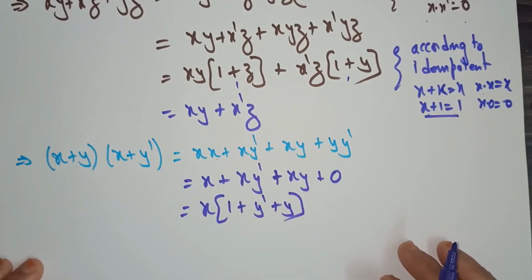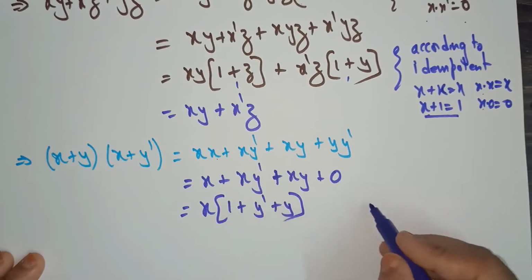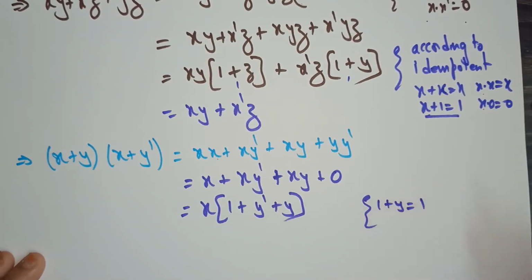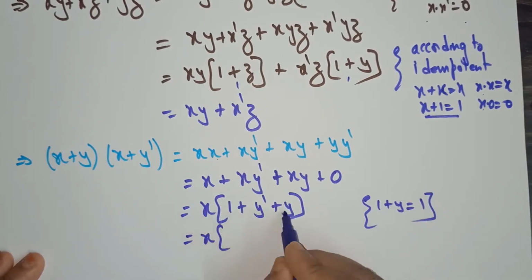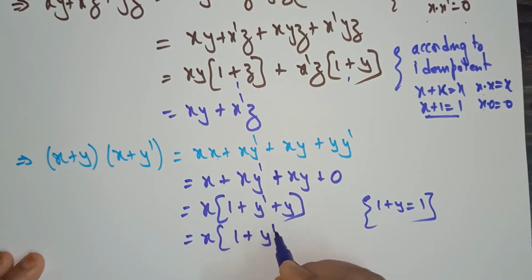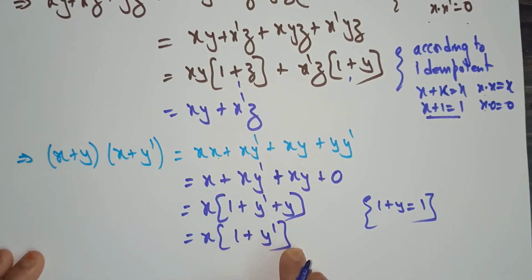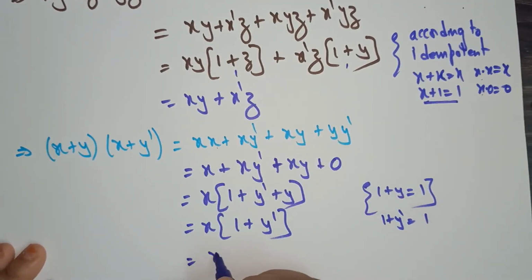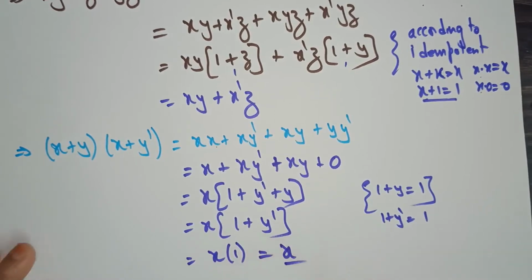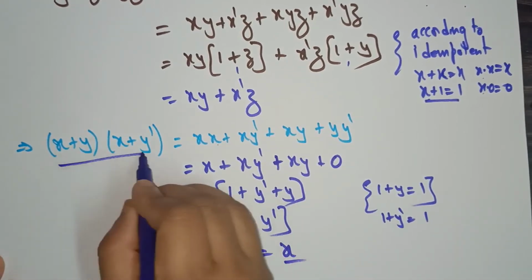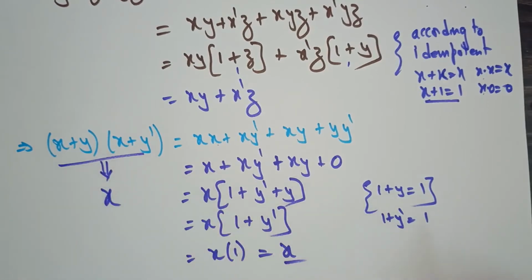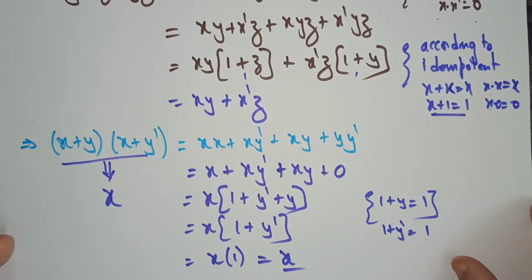So try to apply the formula. Anyhow 1 plus y is nothing but 1 only. 1 plus y dash is also 1 only. So then you are getting simply x as the answer. So this expression I minimized to a single literal: (x plus y) into (x plus y dash) is nothing but x. So let me take some more examples.